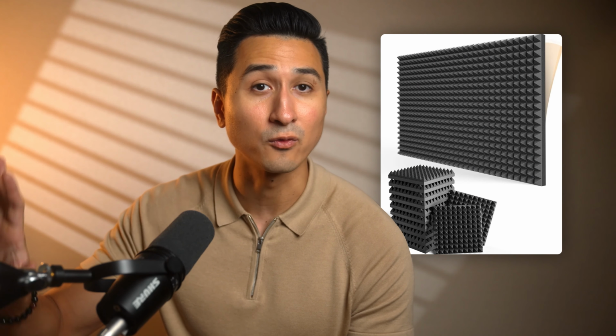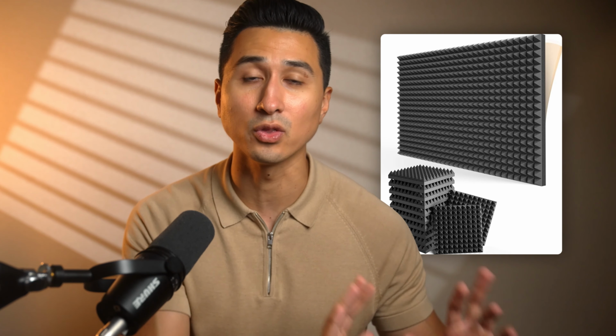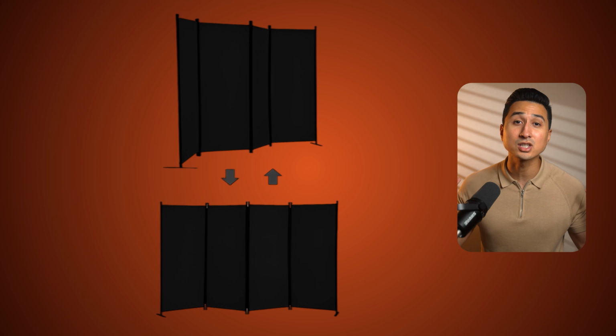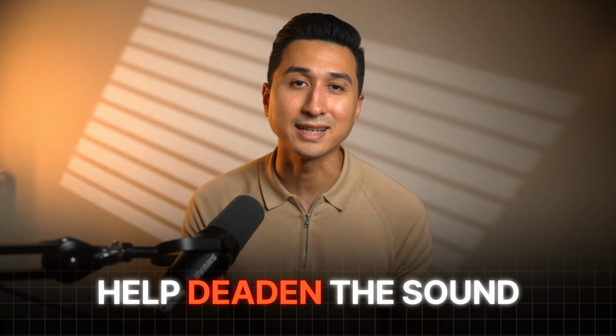So a cheap way to do this is by grabbing some sound foam from Amazon and sticking them on the wall. I personally rent this studio that I'm shooting in, so I just use blue tack to stick them on the wall. Another cheap option is grabbing some thick moving blankets and using some light stands and pegs to make a makeshift wall around you to help deaden the sound.